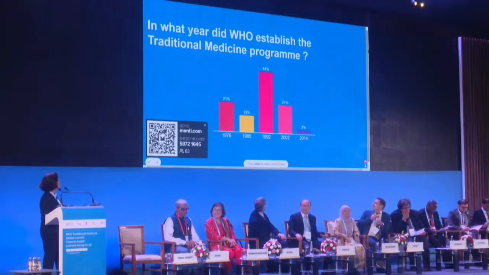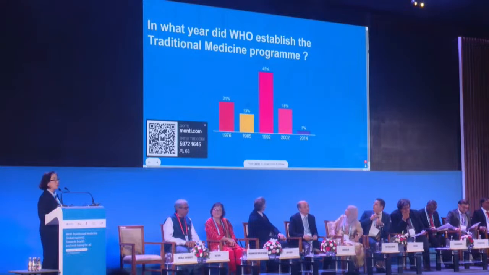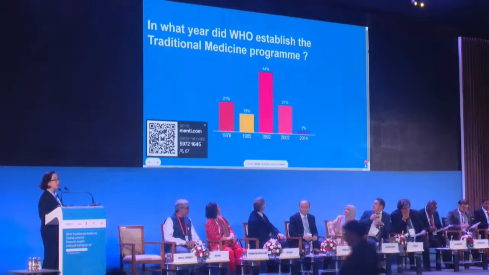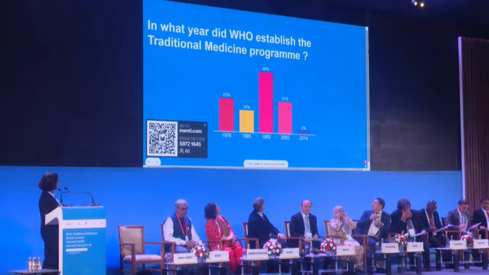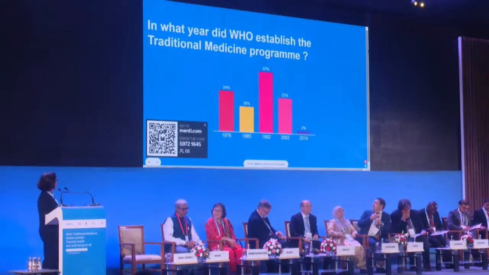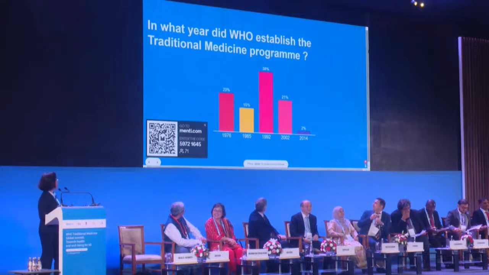Okay, still voting. Okay, most of you answered 1992, 44%. Then 21%, 1976, increasing now. And 1985 is 15%. So which one is the correct answer?